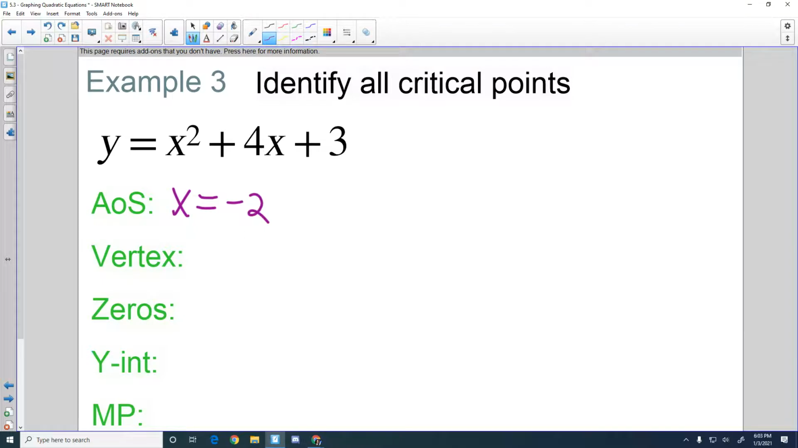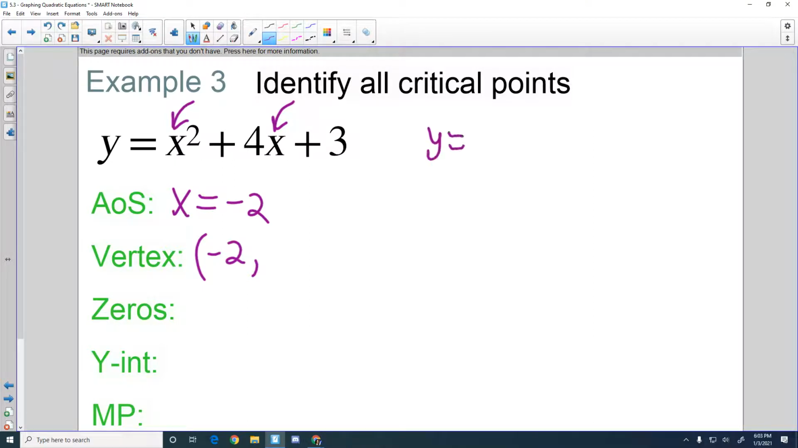Now the vertex, I already know the x-coordinate of my vertex is going to come right from that axis of symmetry. That's why we have you calculate that first. And then to get the y value, I'm simply going to plug negative 2 in for x there and there. So I'm plugging the negative 2 into both those spots to get the y value.